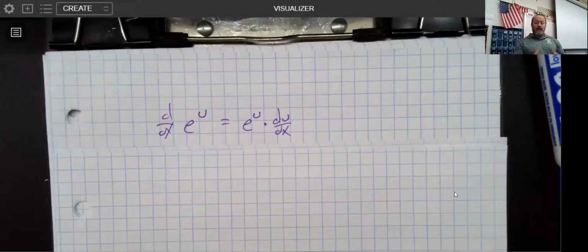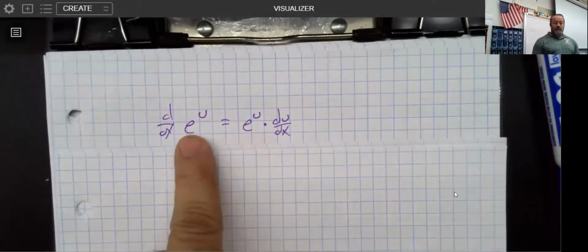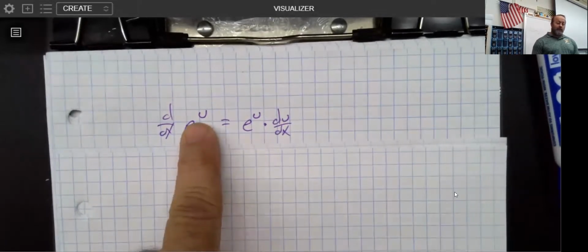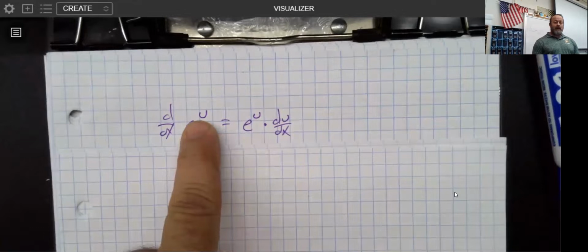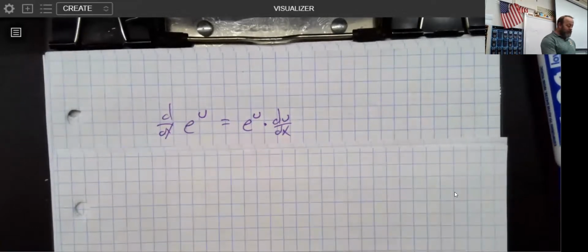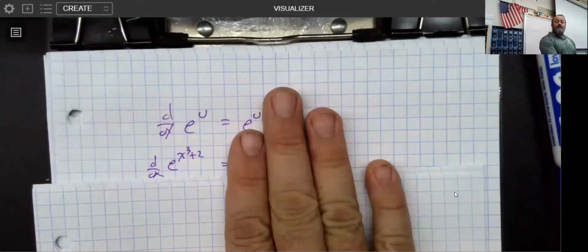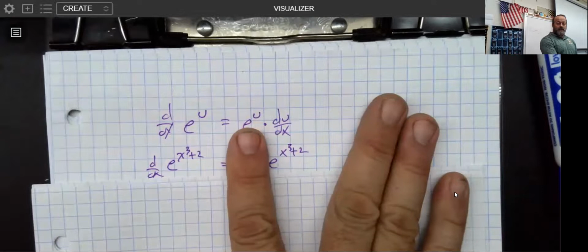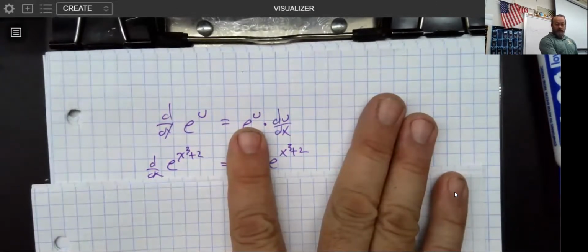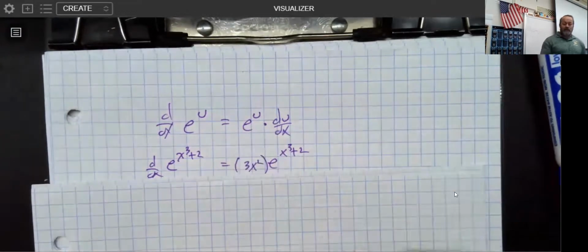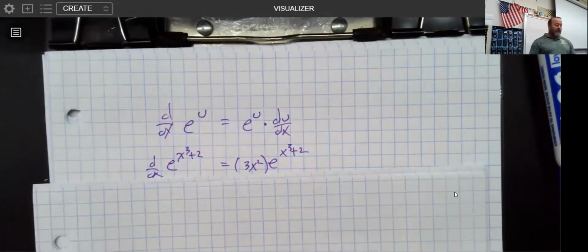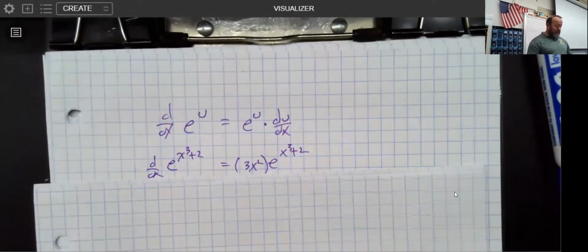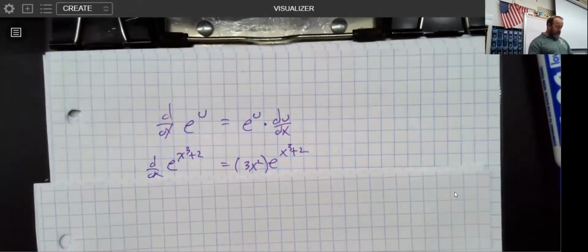of something of the form e to the u, you would take e to the u, the original function, multiplied by the derivative of u with respect to x, which is that exponent piece. So, for example, if you were going to take the derivative of e to the x cubed plus 2, you would get e to the x cubed plus 2, but then you'd also need to simultaneously multiply by the derivative of that exponent piece right here, which is going to give us 3x squared. Hopefully that feels somewhat comfortable to you guys. I think we've done that reasonably well.